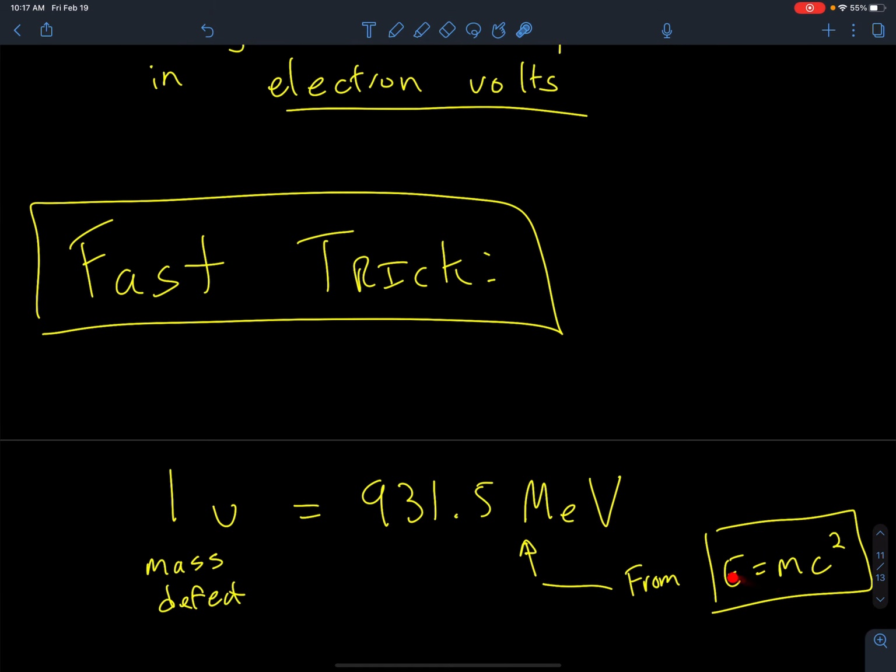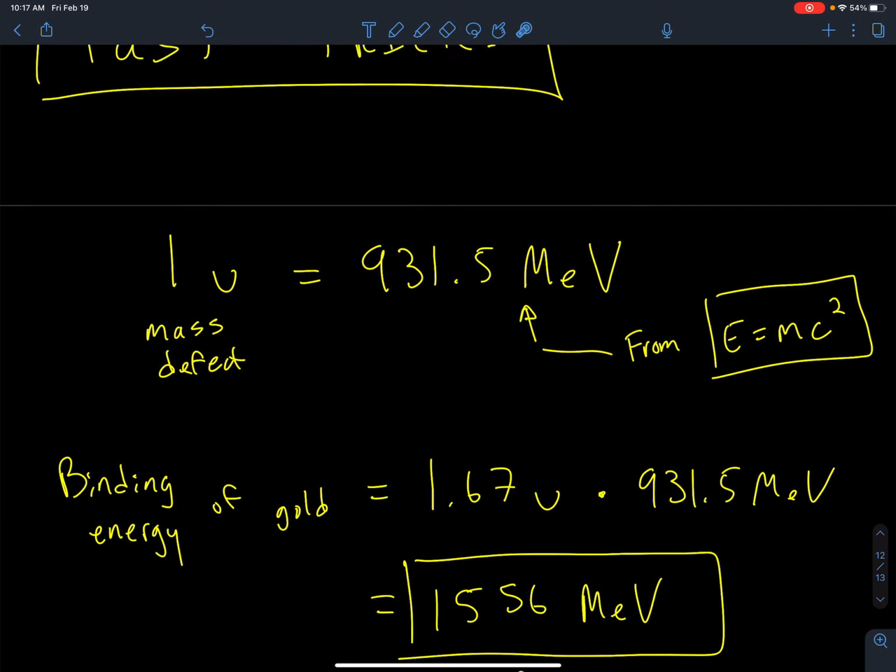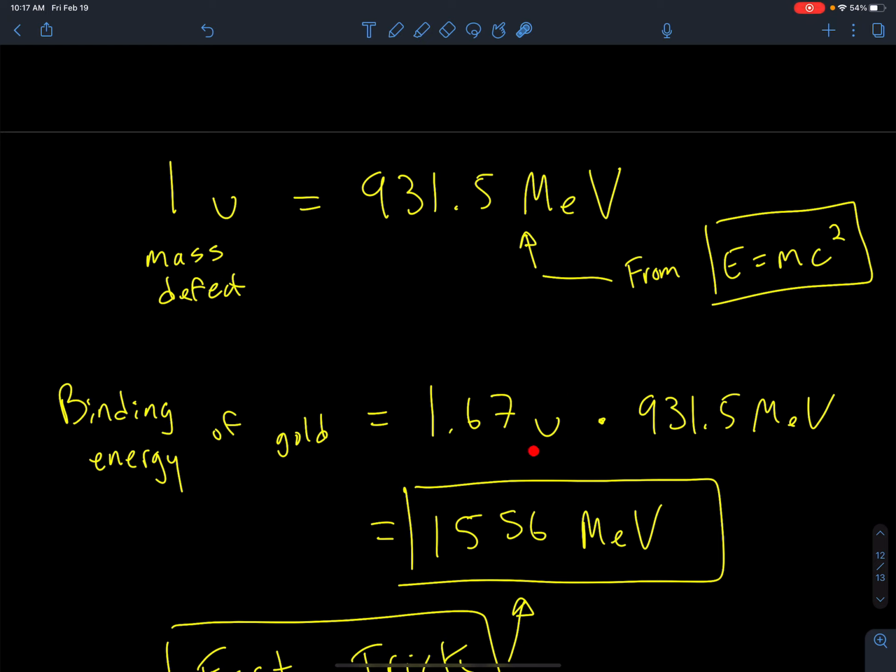So instead of always plugging it into E equals mc squared, I can take a look at my mass defect for gold, which was 1.67. And if I multiply by 931.5, it'll give me the same answer. Okay, because all I'm doing is the energy associated with one mass unit making a ratio and just multiplying by whatever mass units I have in my mass defect. And then I'm able to calculate.